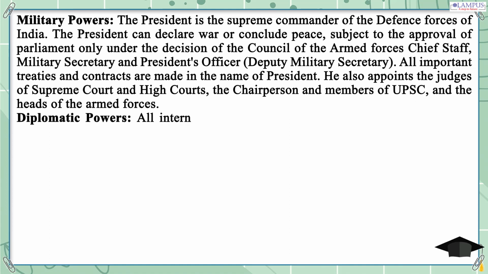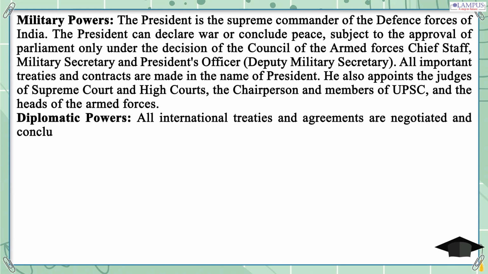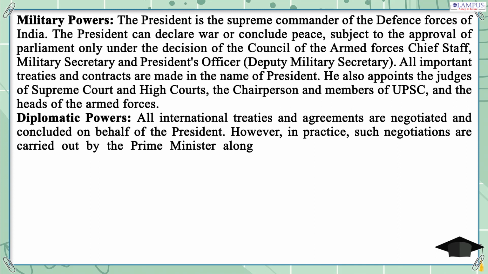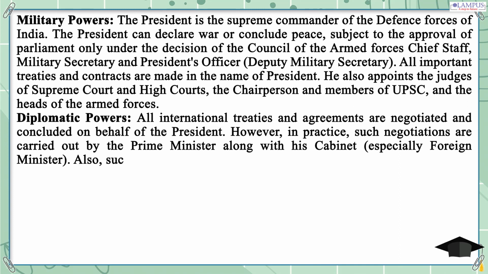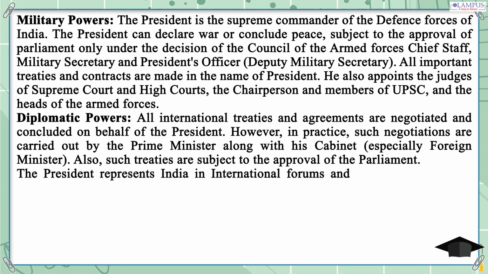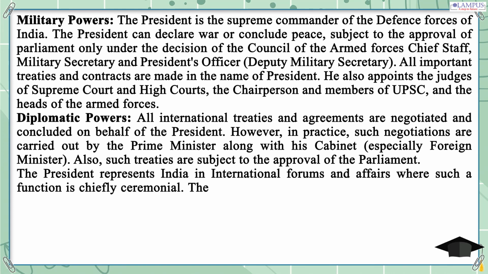Diplomatic powers. All international treaties and agreements are negotiated and concluded on behalf of the President. However, in practice, such negotiations are carried out by the Prime Minister along with his cabinet, especially the Foreign Minister. Also, such treaties are subject to the approval of the Parliament. The President represents India in international forums and affairs where such a function is chiefly ceremonial.